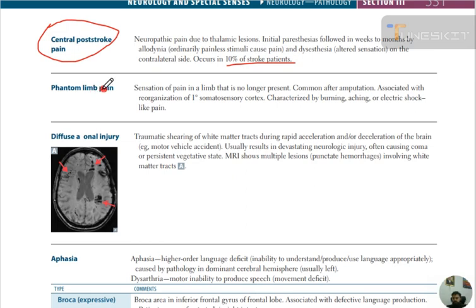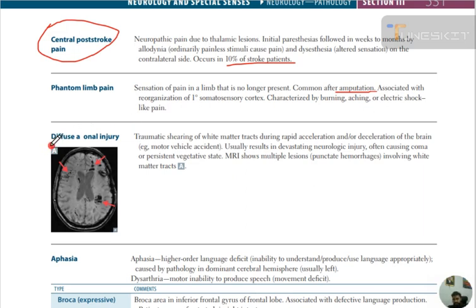Phantom limb pain, sensation of pain in a limb that is no longer present, common after amputation. Yes, I have seen this patient. Associated with reorganization of the primary somatosensory cortex, characterized by burning, aching, or electric shock-like pain.